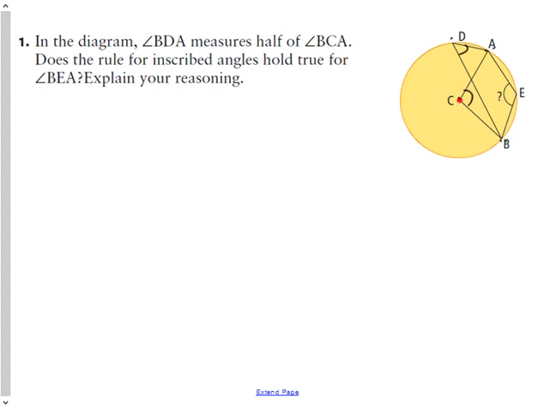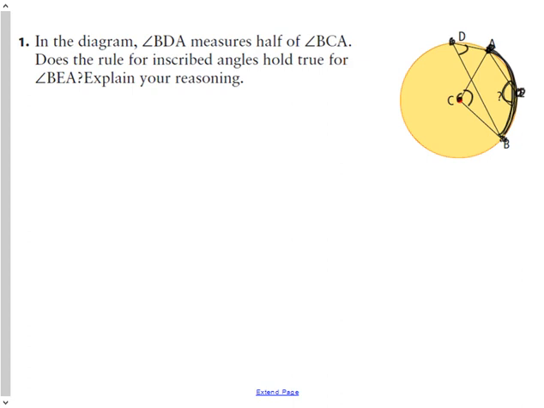Does the rule for inscribed angles hold true for BEA, which is right here? Explain your reasoning. Well, the relationship here is actually a central angle because 2 points are connected to the middle of a circle, and those 2 points are connected to a point outside of the arc. But this is an arc that connects point A and point B. And we cannot create inscribed angles by connecting a point to something inside the arc.